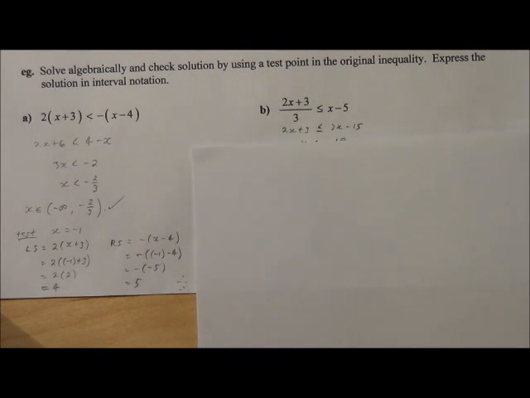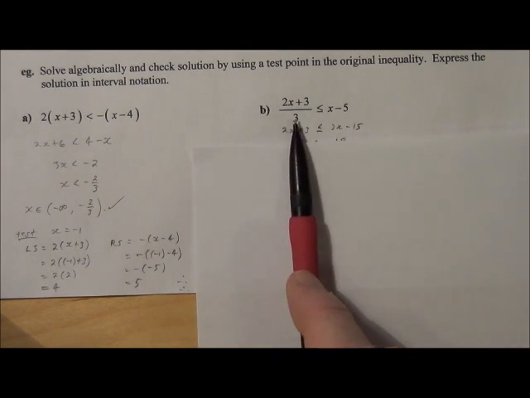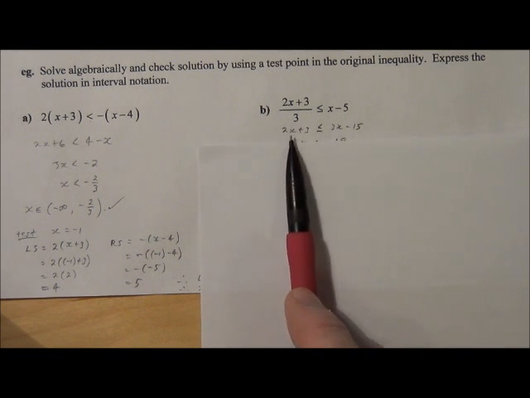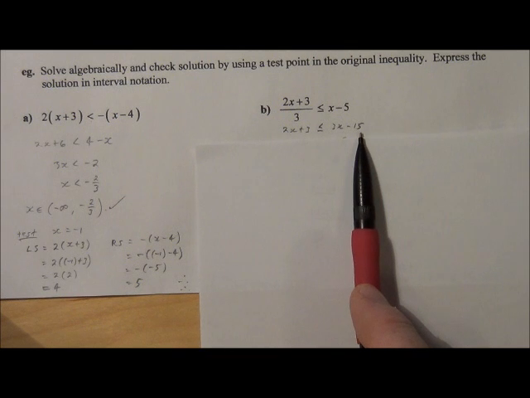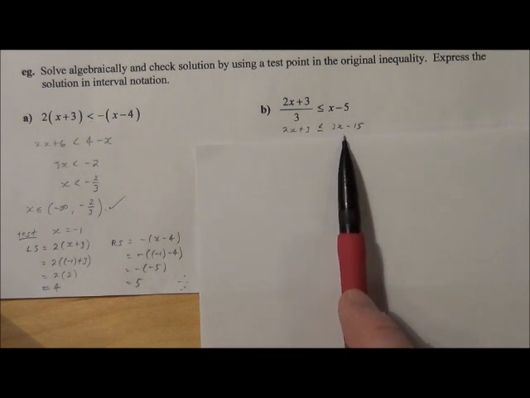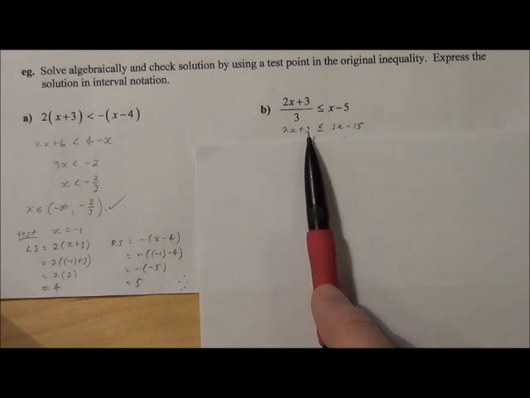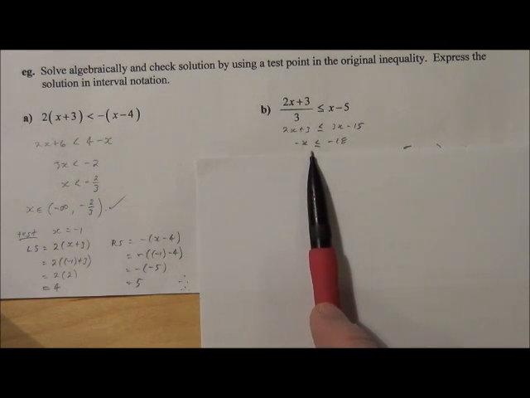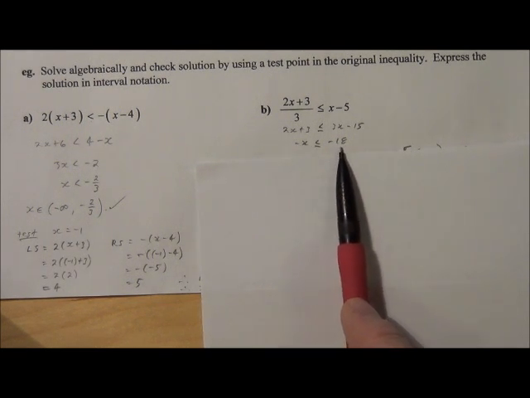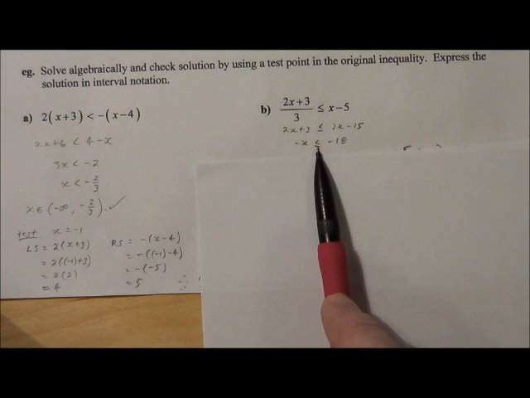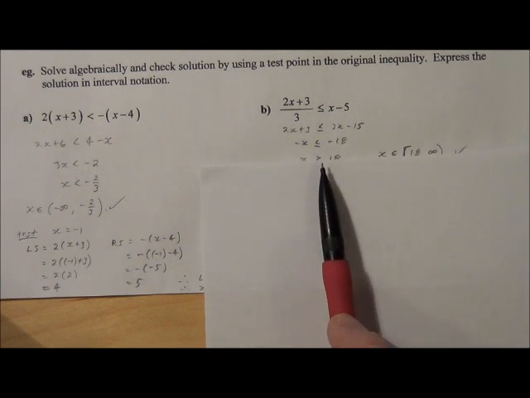Okay, so now what we're going to do is multiply both sides by 3. So we get 2x plus 3 is less than or equal to 3x minus 15. Then I will subtract 3x from both sides, subtract 3 from both sides to get negative x less than or equal to negative 18. And then I will divide both sides by a negative, which changes this sign, turns it around, so we get x greater than or equal to 18.